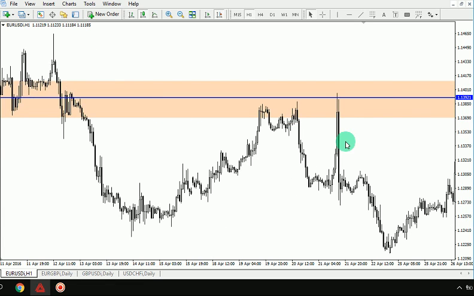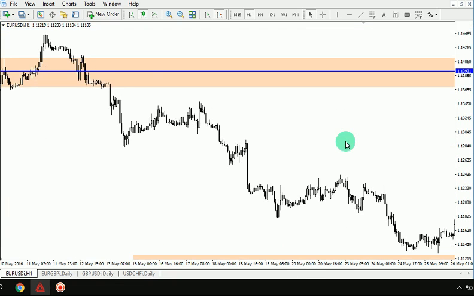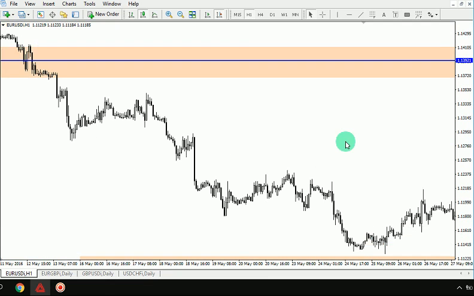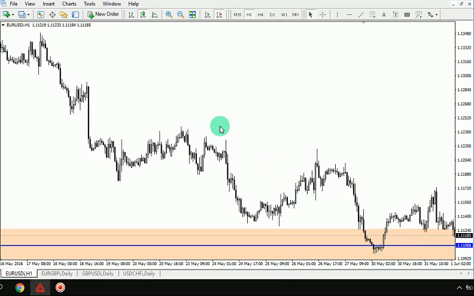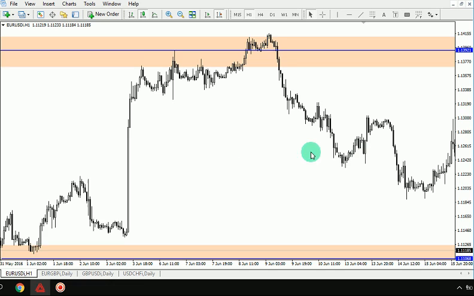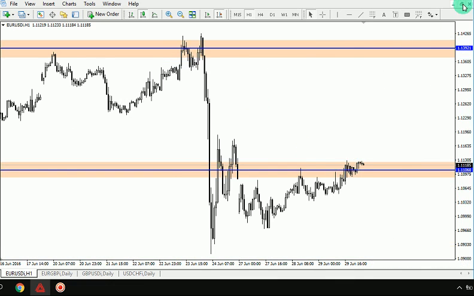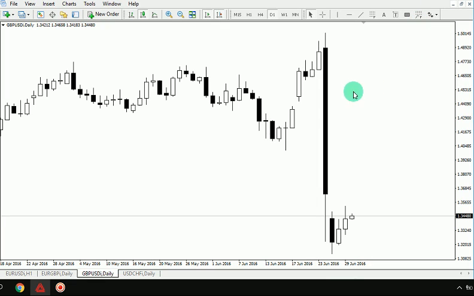So you don't want to be trading in a range. You want to be trading in areas where it is free from those ranges. You want to be trading this type of move in the market, from resistance to support, from support to resistance. All right, so let's check out another chart.